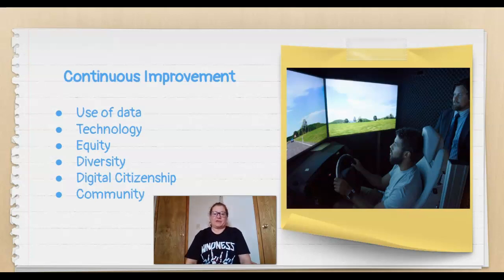Is there equity and diversity within not only our vision and our mission, but how we're teaching and what we're doing to meet those needs? Are we meeting needs in the community? How are we showing our students, our staff, and our community that we are trying to make improvements? We want our kids to learn, and we all need to work together to do this.